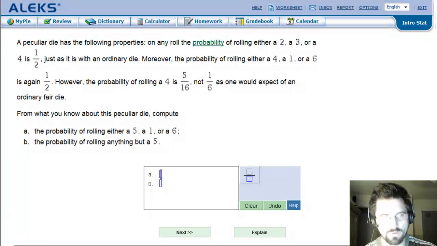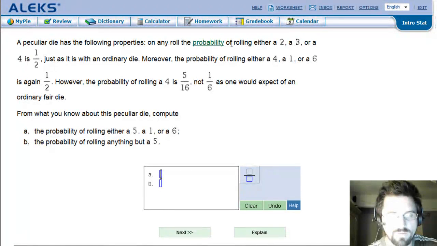So here we go. A peculiar die has the following properties. On any roll, the probability of rolling a 2, 3, or 4 is a half. Moreover, the probability of rolling a 4, 1, or 6 is a half. Look what's in the overlap. It's a 4. The probability of rolling a 4 is 5 out of 16.